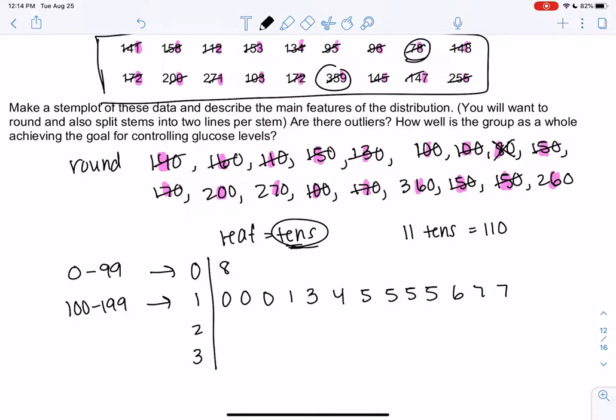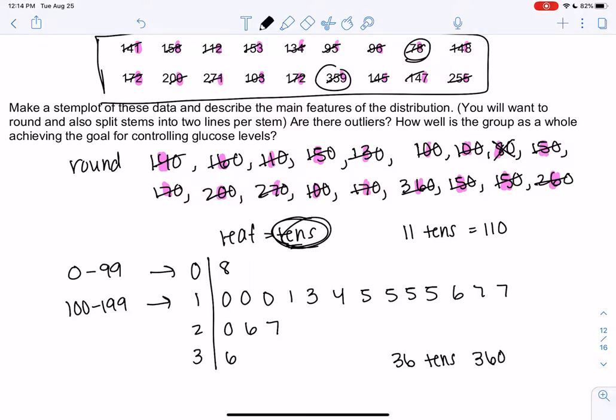So the 200s and the 300s. So we get 200, 260, 270. And then we get 360. So again, 36 here is 36 tens, which is really 360. So this is an important thing to write down.